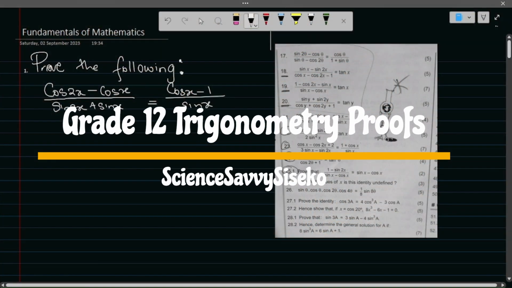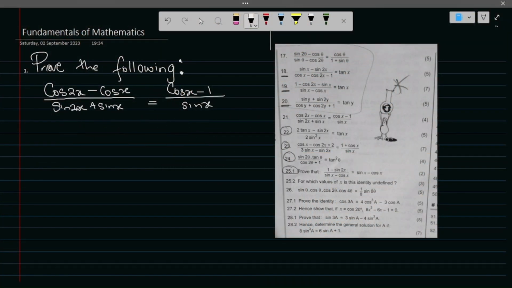In this tutorial we're going to be solving trigonometric equations. Actually, you're going to be proving. We have a proof, and this is question number 21. Basically we're doing question number 21. How would you go about this? The first thing you do is to indicate to your marker that you're going to be solving the left hand side.